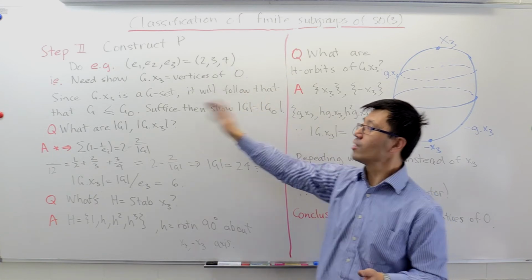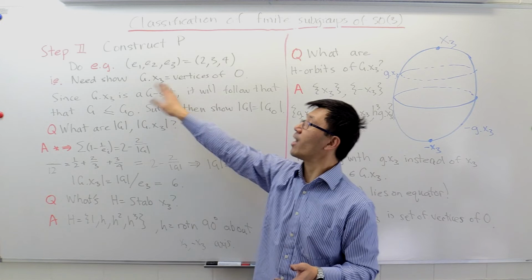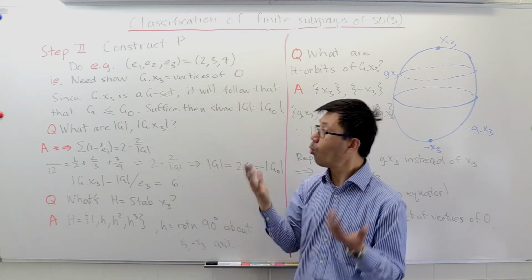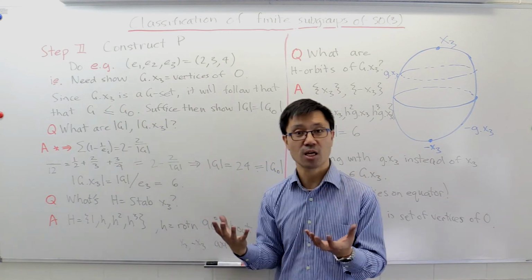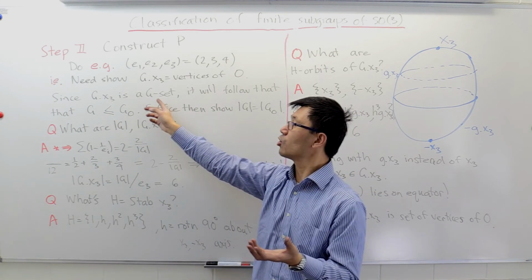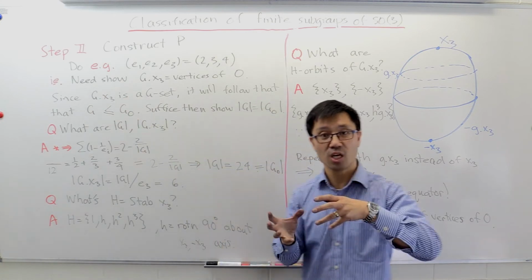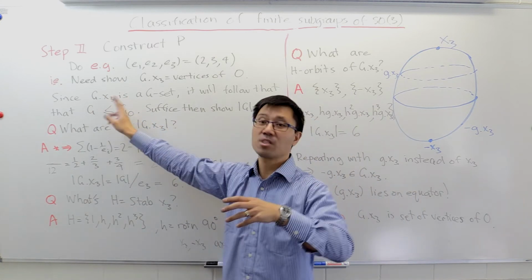Once you know that this G dot x3 are the vertices of the octahedron, why does it tell you what you need to know? So firstly, G dot x3 is a G-set. In other words, when you apply the rotations which are inside G, it will send elements of here.